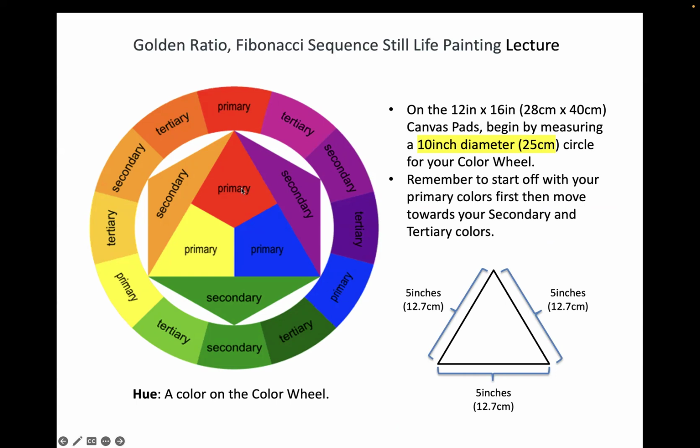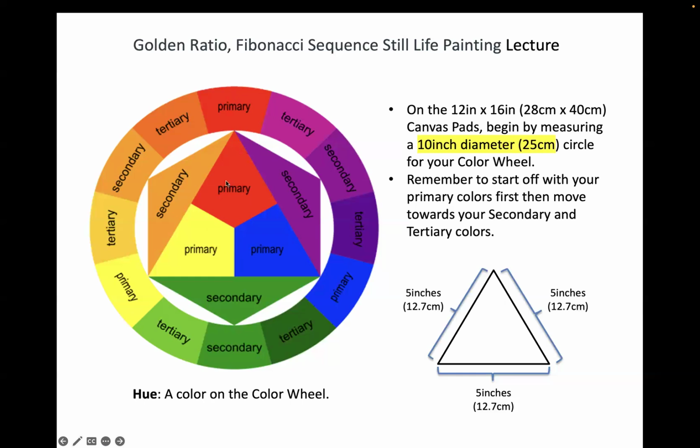Now, let's talk a little bit about a breakdown of this. How do we read this color wheel? Let's start off in the center. These are the three primary colors. We have a red, you have your yellow, you have your blue. These are colors that cannot be mixed or created from other colors. This is something to keep in mind.